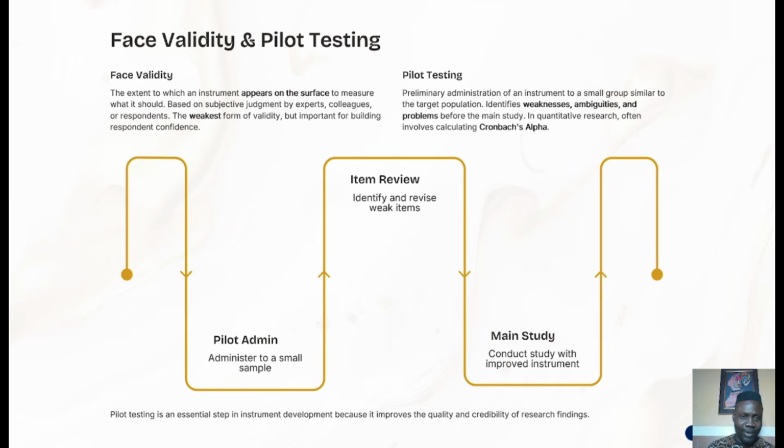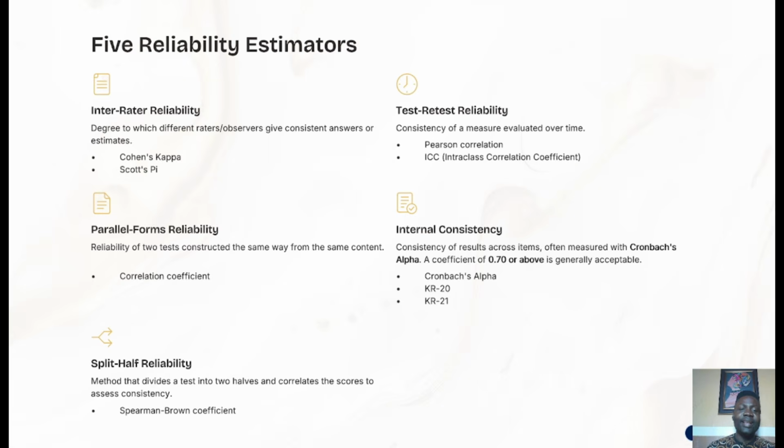You can see the arrow coming. The arrow started from face validity. When we have done all the corrections, we now do a pilot administration, whereby we administer the instruments to a sample of the population that we are not targeting for the main study. When we administer the instruments, we will now carry on the other types of validity, which we have mentioned earlier.